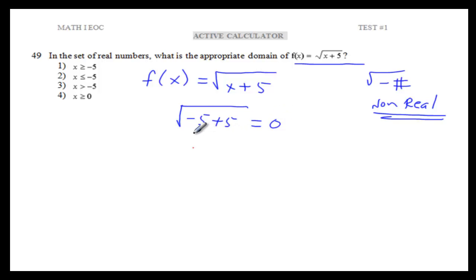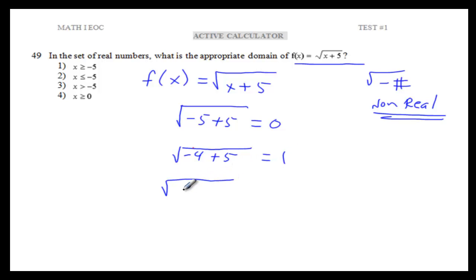What else? Negative 6 can't work, because if you substitute negative 6 here, you'll get the square root of negative 1. It does not work, but you can have negative 4. Negative 4 plus 5 is going to be a positive 1. Square root of 1 is 1.